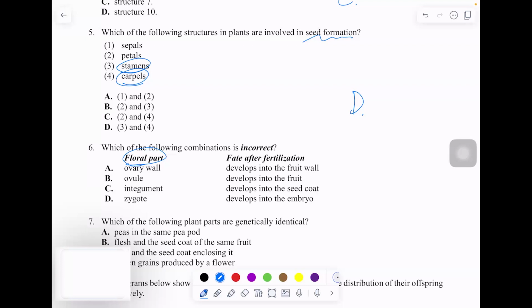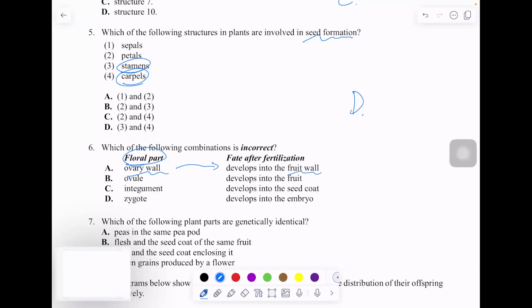So we can see that some parts may disappear and no longer appear after fertilization, because they may fall off or be removed by the plant, but some will stay behind and develop into some part of the fruit. One of them would be the ovary wall. In fact, the ovary wall will develop into the fruit wall.